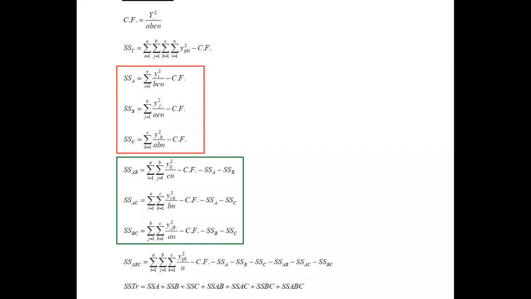For SSBC, you can simply take the totals for B and C, square them, get the summation of those squares, divide by A times N, and subtract the correction factor. Thereafter, you need to subtract the main effects of B and C from this, since we are identifying this interaction. Now we have finished the two-way interactions, and we have to come to the three-way interaction.